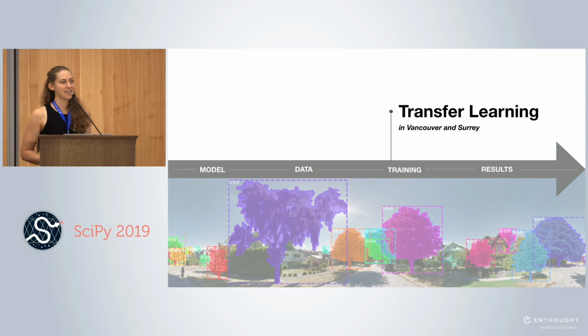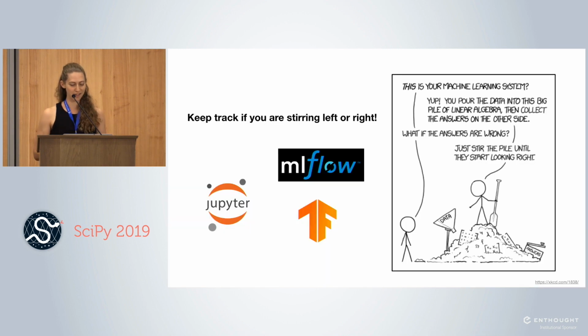Okay, now we have our models, we have our data. How do we actually learn? And since this morning it seems like there's no talk without XKCD, here's my XKCD comic. So XKCD seems to suggest that now that we have the data, we just pour it into our bunch of linear algebra. If the answers still look wrong on the other side, we just keep stirring until they look right. Not much else to add, right? So the only thing I would suggest is keep track if you're stirring left or right from the beginning.